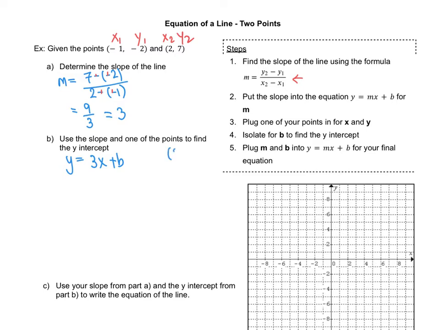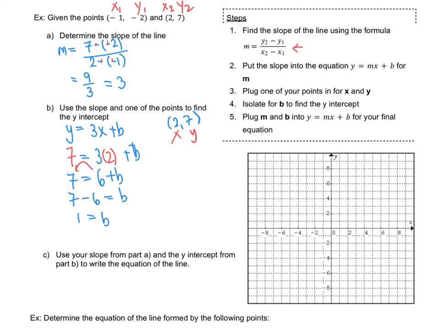Now I'm going to pick the coordinate 2, 7 because there are no negatives. So instead of y, I'll put 7. And instead of x, I'll put 2. Just like before, we do our multiplication first. 3 times 2 is 6. And then we can bring that 6 to the other side, switching the sign because we're trying to isolate for b. And 7 minus 6 is 1. So that means our final equation is y equals 3x for the slope and then plus 1 for the y-intercept.